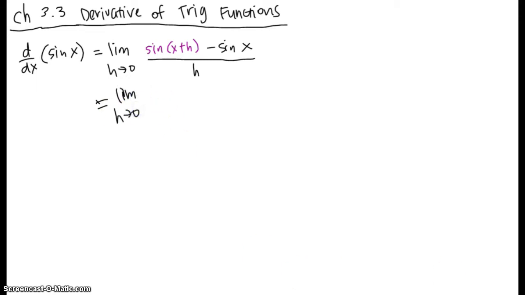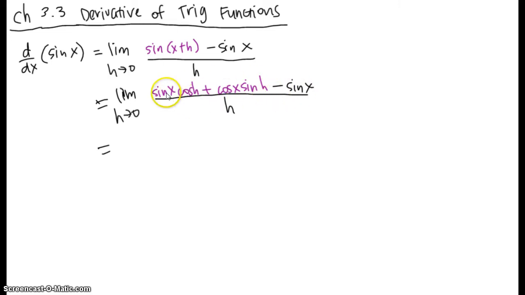So that's sine of x plus h. Remember, we can expand it into sine x cosine h plus cosine x sine h. We're going to bring the other one down, minus sine x, all over h. Now, in this case, I obviously can't just plug in 0 for h, so I'm going to see how I can simplify this.